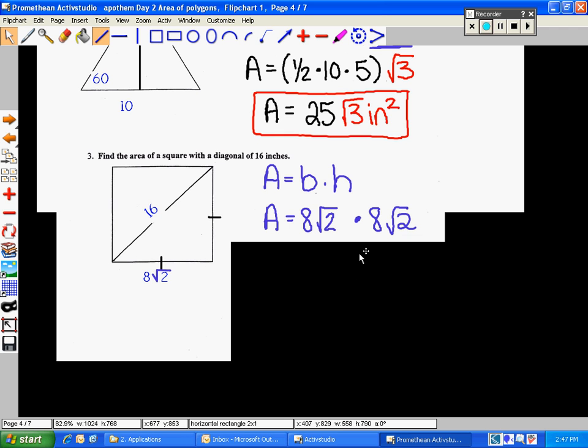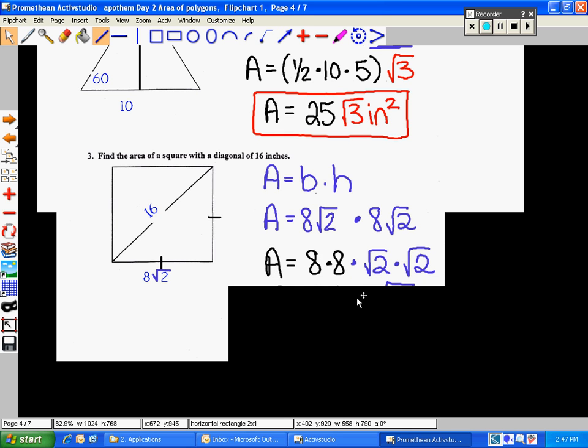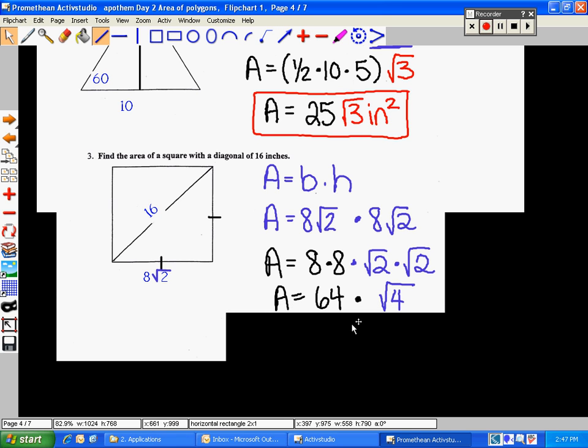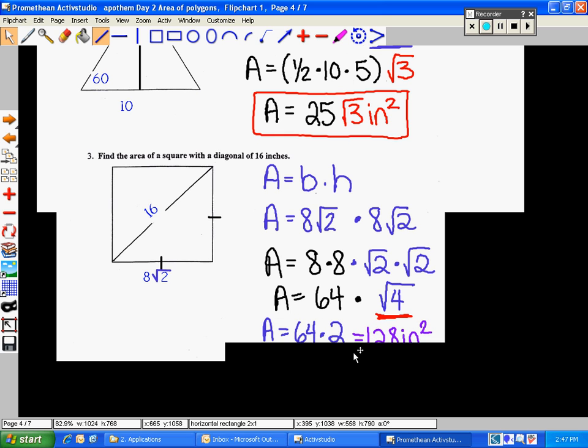I then multiply the numbers outside the radical, 8 times 8, and multiply the two radicals together, square root of 2 times square root of 2. 8 times 8, 64, times square root of 2 times square root of 2, which is square root of 4. Square root of 4 is a perfect square. We can simplify that. Square root of 4 is 2. 64 times 2, which is 128 inches squared.